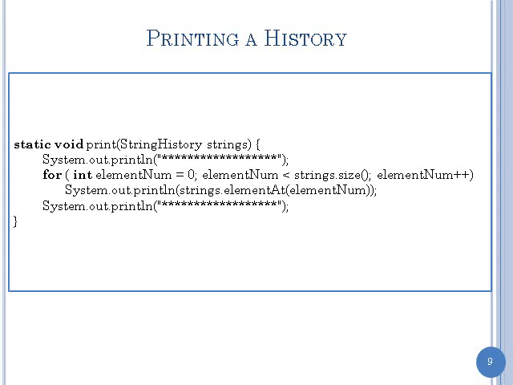I don't have any funny condition for breaking out. I know exactly what the condition is, how many times I'm going to go through before I enter the loop. So I'm just going to put a for loop here. And I have this size method from my strings, which is my array list, which is my string history.